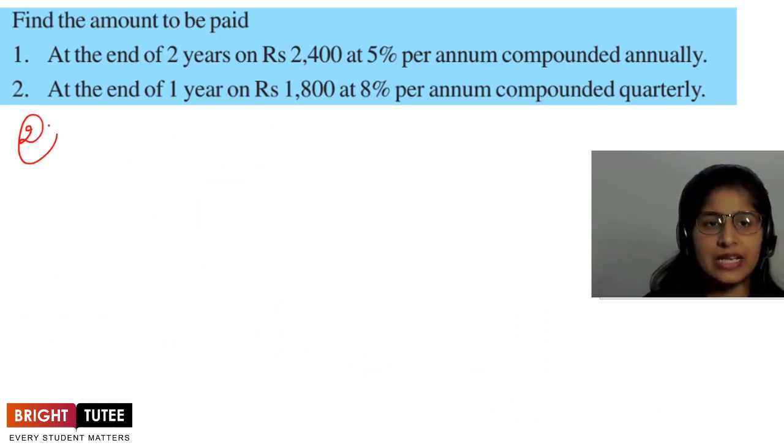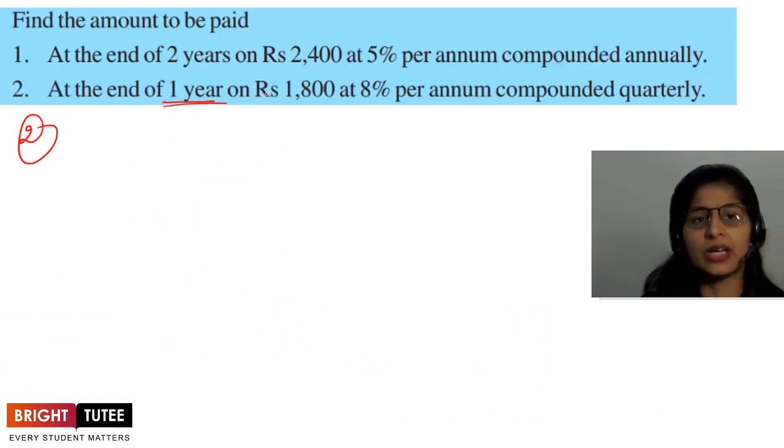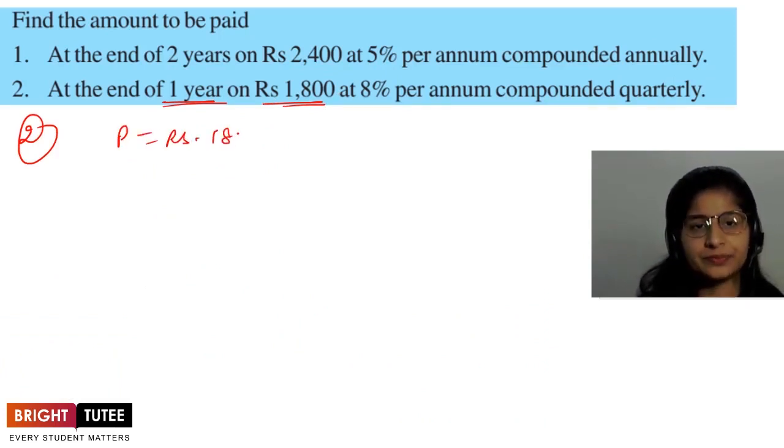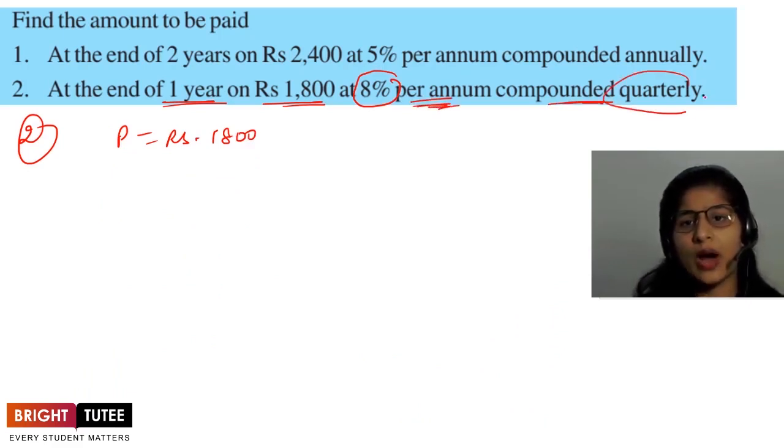In the second question they are asking at the end of 1 year, on rupees 1800, which is just 1 year. So principal is given as rupees 1800. Rate is 8% per annum. Rate is given for the complete year, and we have to compound it quarterly. It is to be compounded quarterly.